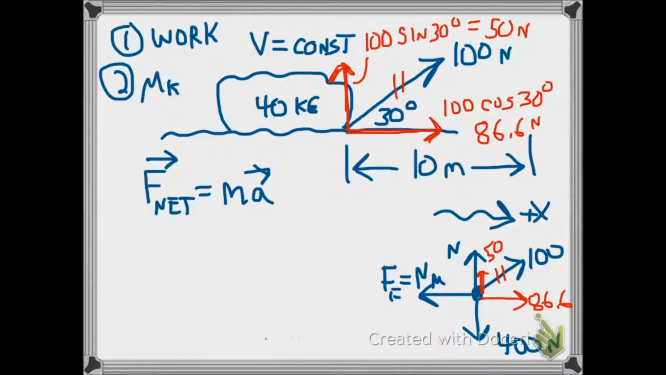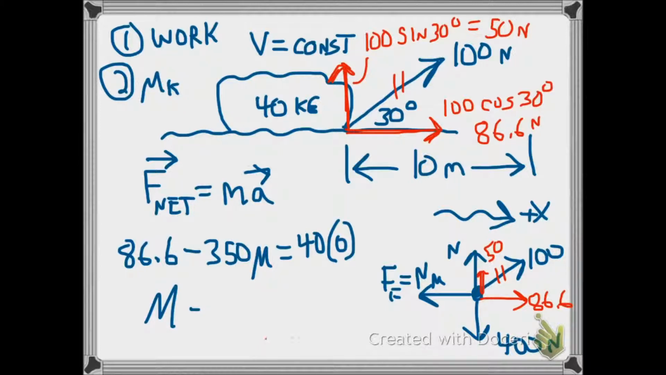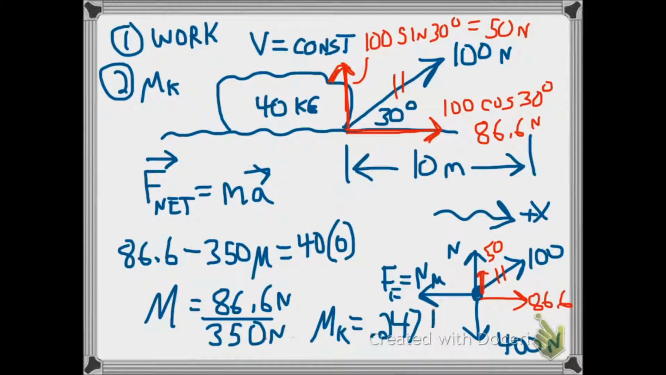At this point, we're ready to put our forces in the equation and solve the problem. Our frame is positive x direction, so 86.6 is positive. The friction force, which is the normal force times the coefficient, is negative. That's going to equal the mass times the acceleration, but we already said the acceleration is 0. That gives us the coefficient of friction equal to 86.6 newtons over 350 newtons, and that will give us a unitless number, which we want, a coefficient of friction of 0.247.